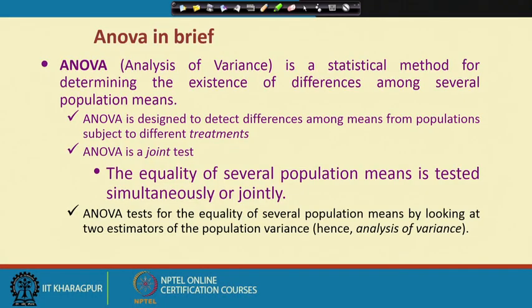ANOVA is designed to detect the difference among means from populations subject to different treatments, and it is a joint test. The equality of several population means is tested simultaneously, or we can say jointly. ANOVA tests for the equality of several population means by looking at two estimators of the population variance, and hence it is a kind of analysis of variance.